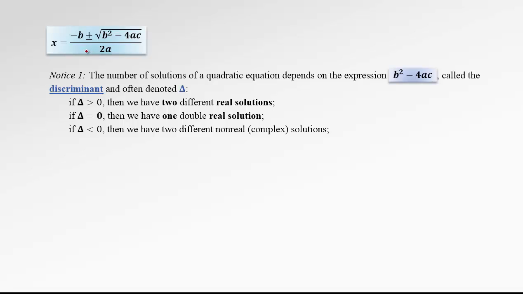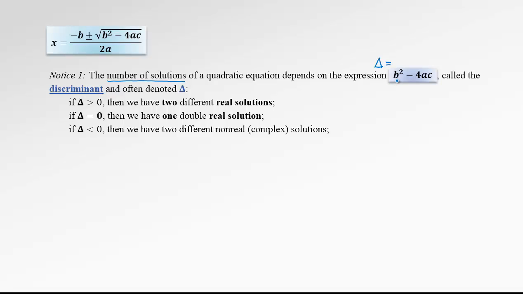Observe that this formula tells us about solutions of a quadratic equation. The number of solutions of a quadratic equation depends on this expression, b squared minus 4ac, which is called the discriminant, often denoted by the Greek letter delta. So delta, the discriminant, equals b squared minus 4ac. How come the number of solutions depends on the discriminant?